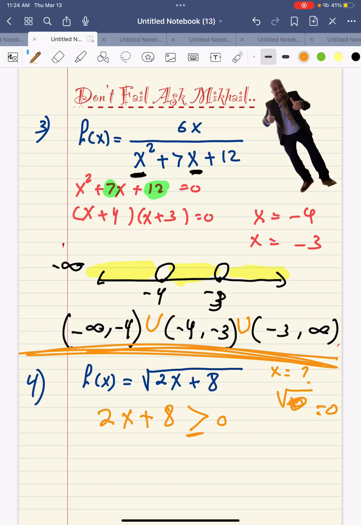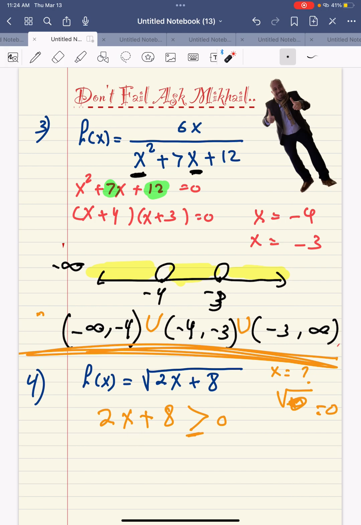And here, the values that I'm going to get are the domain. Remember, with the fraction, the values that I get are excluded from the domain. The domain is anything but those numbers. Again, this is very important, everyone. When you have a fraction, the domain is any number except the values that I get for x. But here, when I solve for x for the radical, the values that I get are the domain.